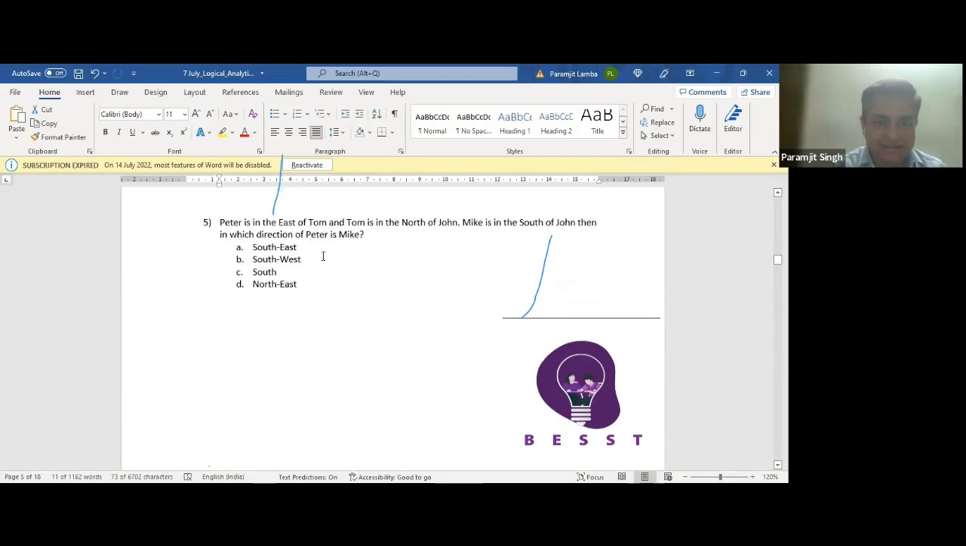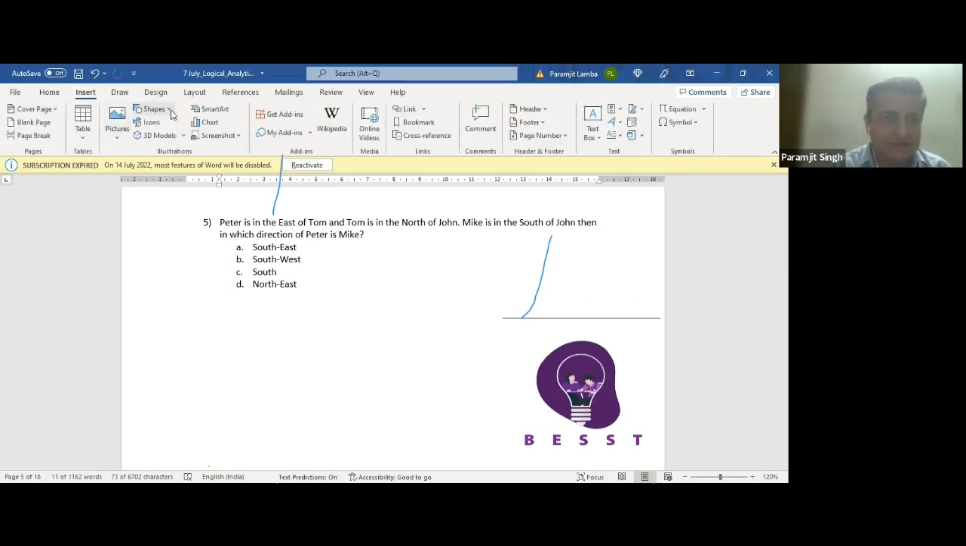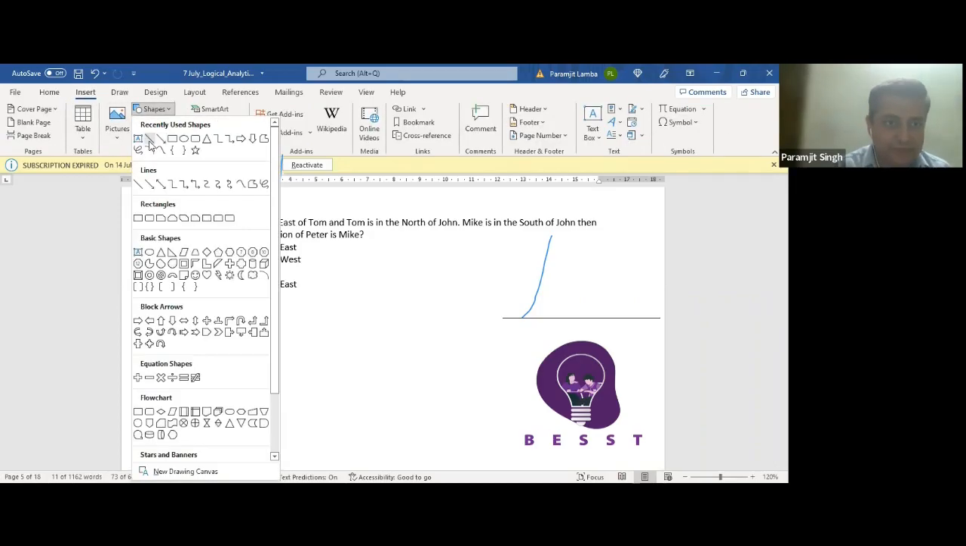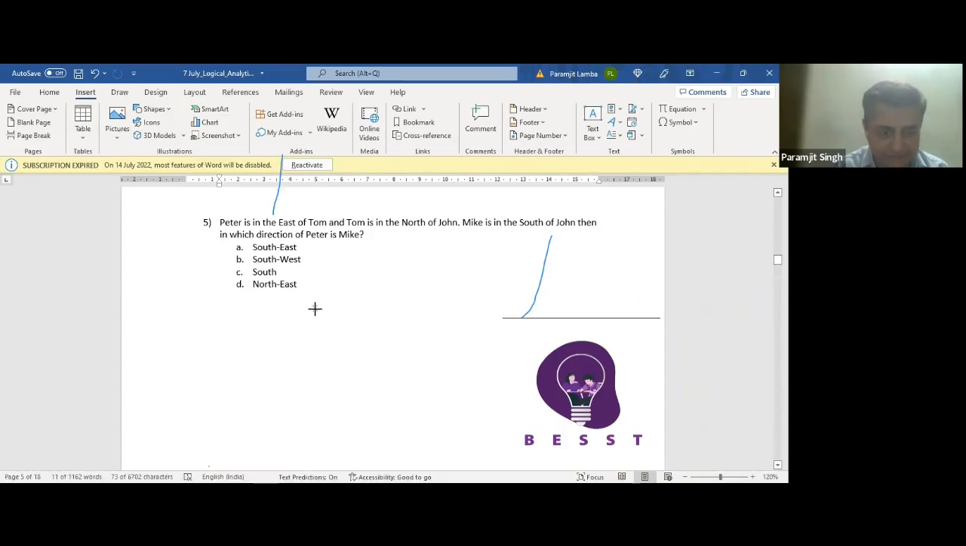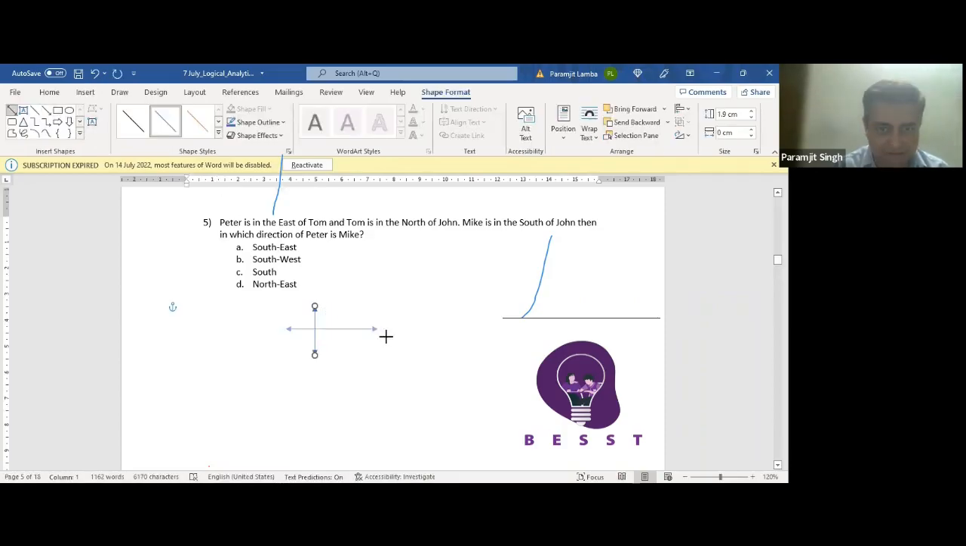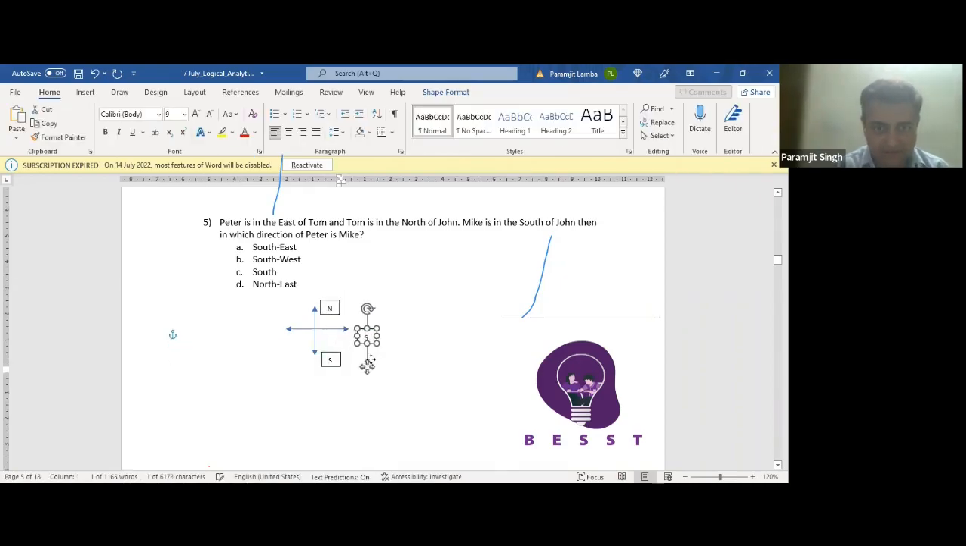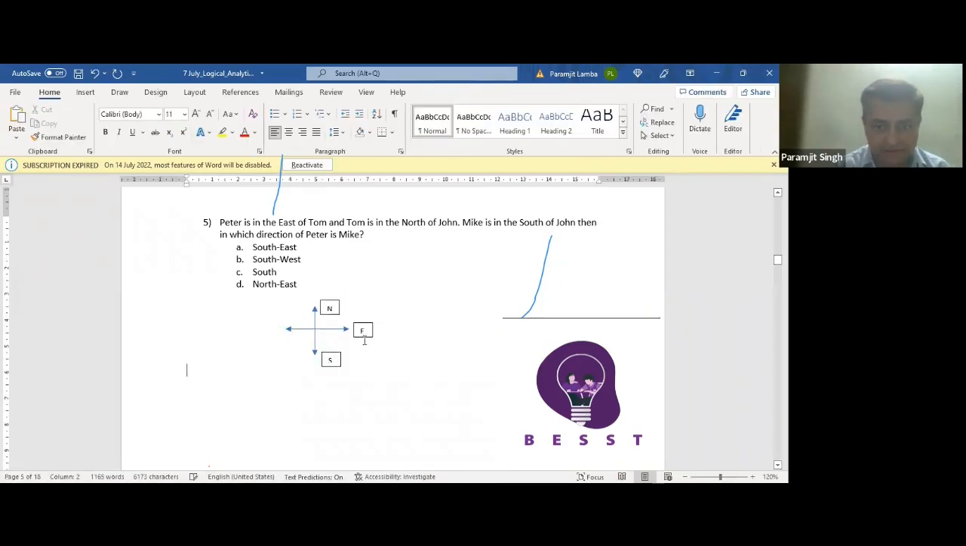Next question. Peter is in the east of Tom and Tom is in the north of John. Mike is in the south of John. Then in which direction of Peter is Mike? Now these are direction based questions. You need to be clear where north, east, west and south lie. So if we make a direction compass, for example, like this, and we say this is north, this is south, this is east, and opposite of east is west.